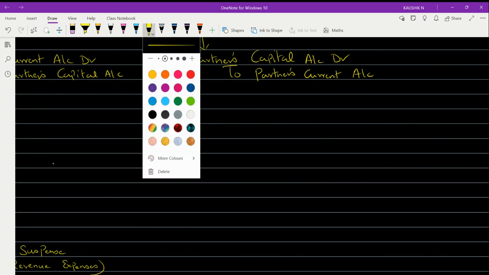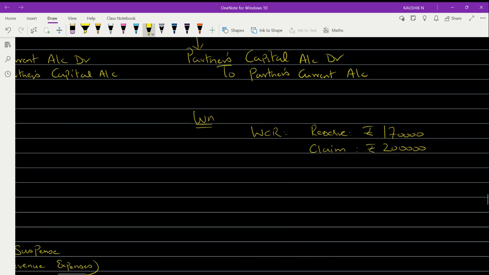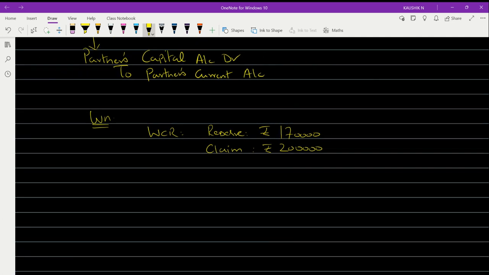First, I'll write here working notes or entries. First, you are going to work out the workmen compensation reserve. How much is your reserve value? Rupees 1 lakh 70,000. What is the claim amount? 2 lakhs rupees. So the claim is greater by rupees 30,000.